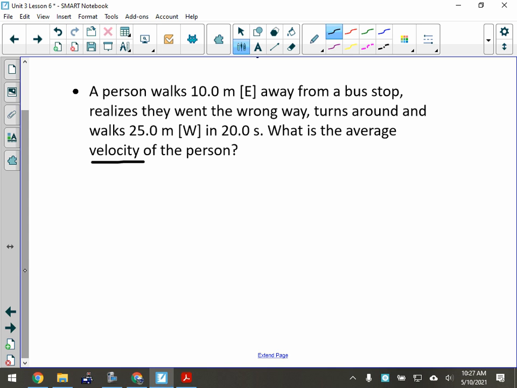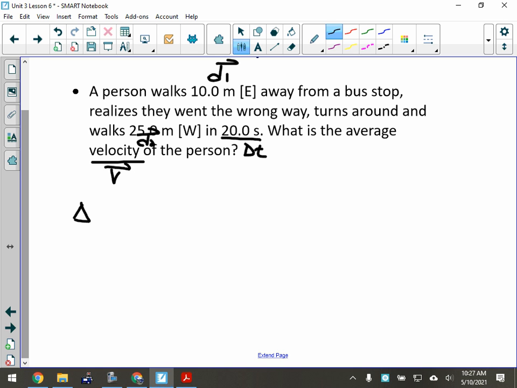So first things first, I'm going to label some variables here. That's velocity. That's what I'm looking for. There's my delta t. That's my time. This is one vector, and this is my other vector here. I don't have enough room there, but that's 25 meters there, of course, and you guys can see that on your questions there. So it says, what's the average velocity?